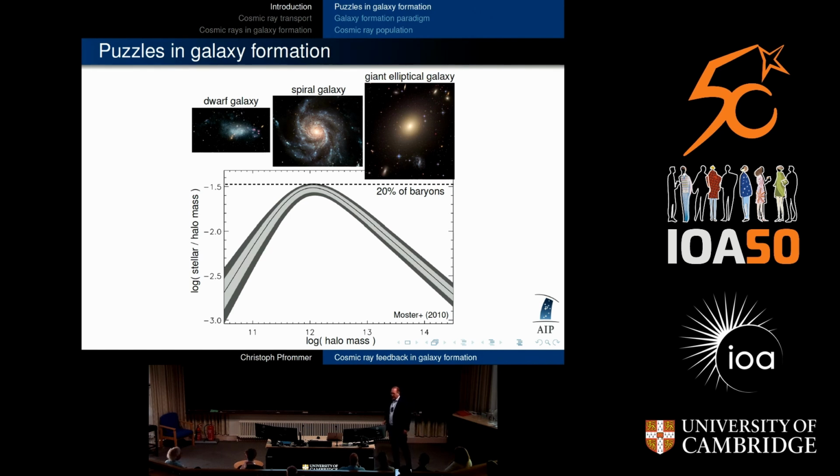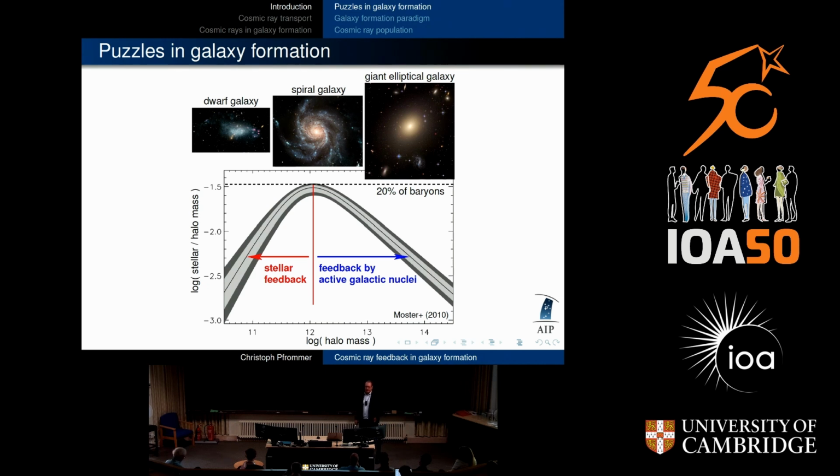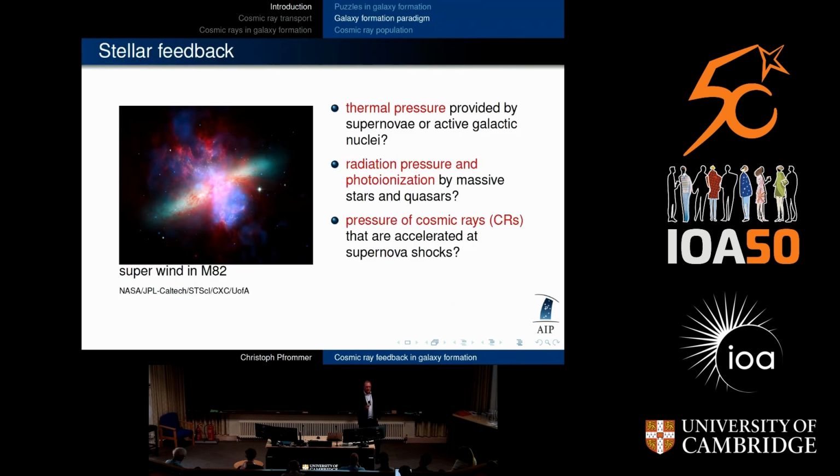If you move to the large galaxies, the same happens, but potentially for a different reason. And understanding this physics is key in my mind to understand galaxy formation. Now, the current model means some kind of stellar feedback solves this faint mass end, and some kind of feedback, potentially provided by AGNs or supermassive black holes, solves the bright end of galaxy formation. But what is stellar feedback?